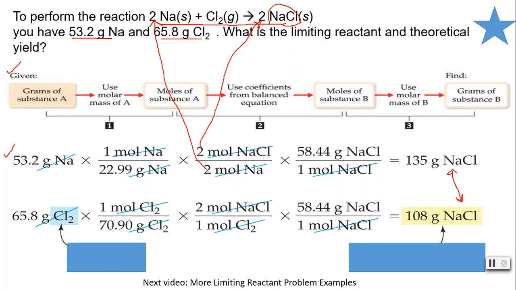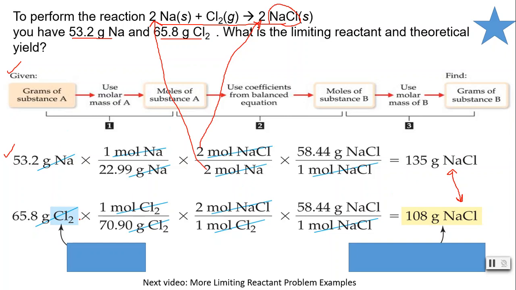Now I use the molar mass of sodium chloride. So 1 sodium plus 1 chlorine, those masses from the periodic table. And so there's 58.44 grams of sodium chloride in 1 mole of sodium chloride. I write that so my units cancel. And so then doing the appropriate math, multiply everything that's in the numerator, divide everything that's in the denominator, should give you 135 grams of sodium chloride.